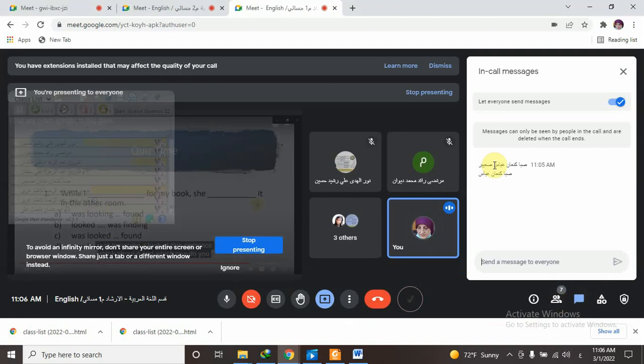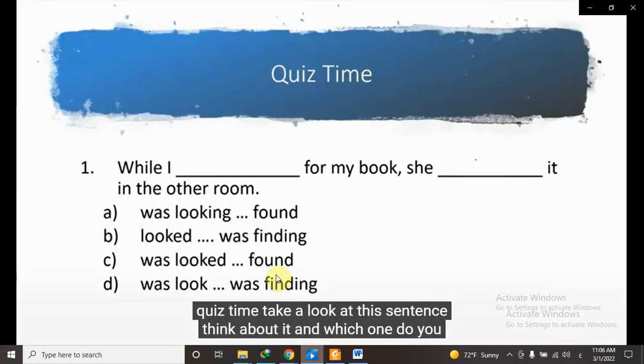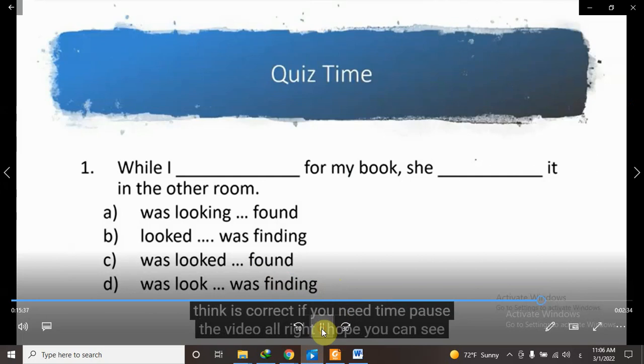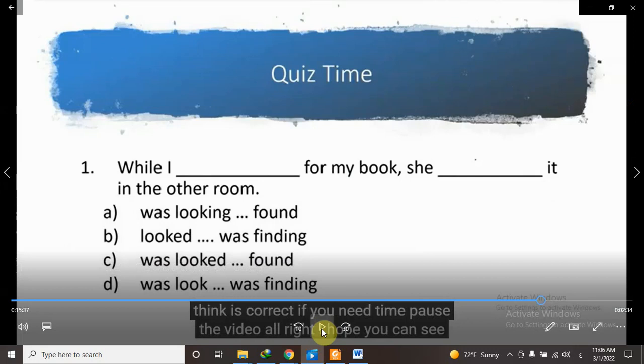All right, let's do some quiz time. Take a look at this sentence, think about it, and which one do you think is correct? Now we have this sentence, while I was looking for my book, she found it in the other room. Now, which one are you going to choose? And which one are you going to postpone totally and not think of? I have two questions for you. Which one is the correct answer? And which one are you never ever going to think of?